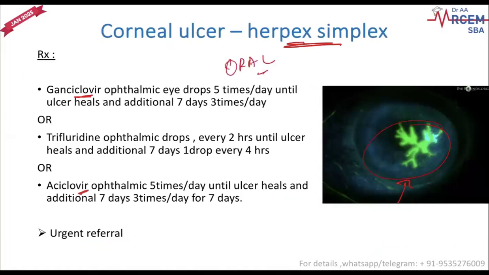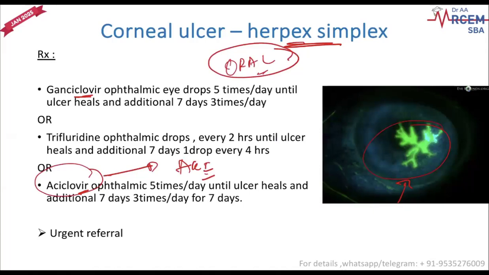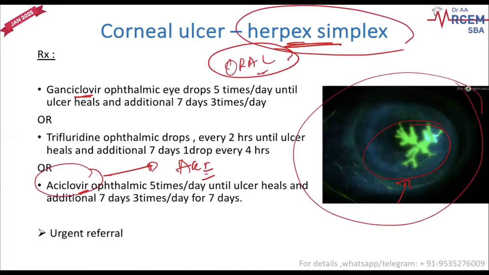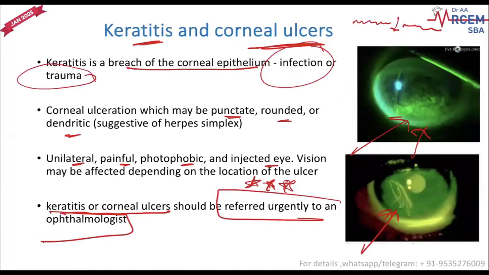Ophthalmic drops are preferred, mainly because orally acyclovir is available, and acyclovir is notorious to cause acute kidney injury. If you give it orally, the systemic effect is very minimal. It directly acts on the eye itself. So topical is always preferred. Oral is not preferred for a corneal ulcer caused by herpes simplex. Remember this image. It has appeared in the exam multiple times. And do not forget, all these patients need to be referred urgently to the ophthalmologist.